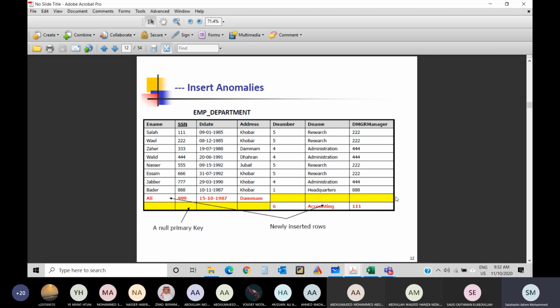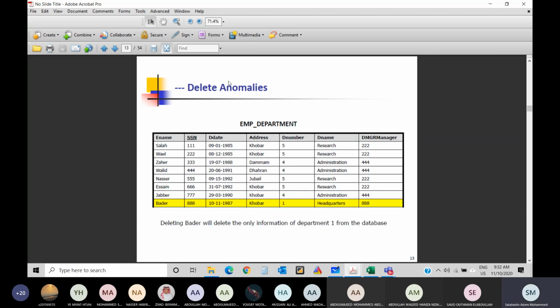Let me show you another problem, with delete. See this delete problem. Do you see a problem with delete? I want to delete Badr. I don't like him anymore. I want to fire him from my department. He's not an employee anymore. But what happens? Then I will delete a whole department. Exactly. The problem with Badr is he's the only one in his department, right? Right. Yes. So if I delete Badr, I am also losing information about the department, which I don't want to do, right?